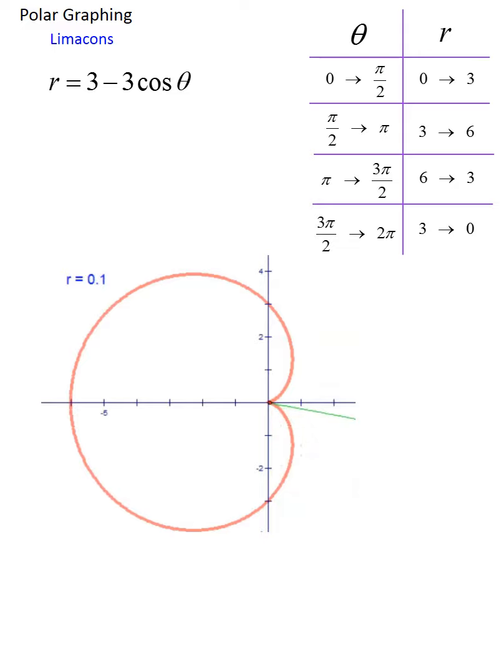And notice if we go beyond quadrant 4, in other words, allow theta to go beyond 2 pi, we again start tracing over some of the points we've already plotted.